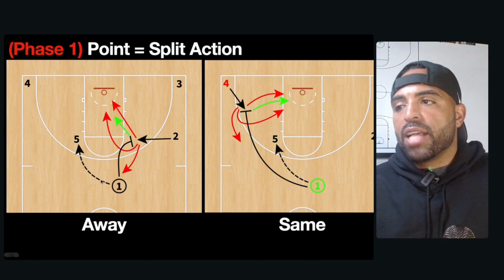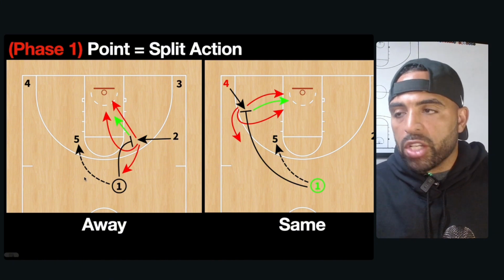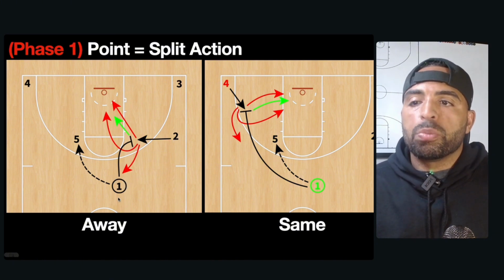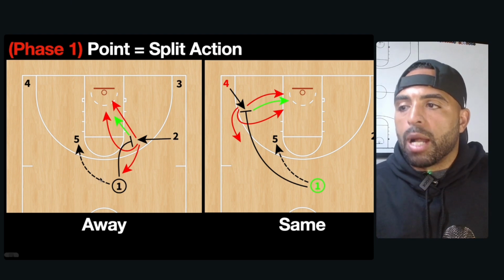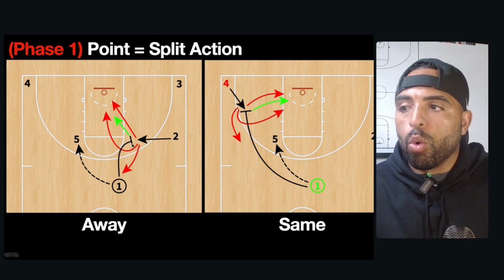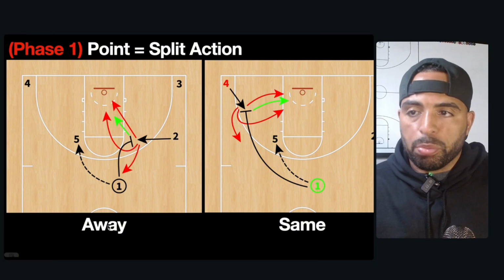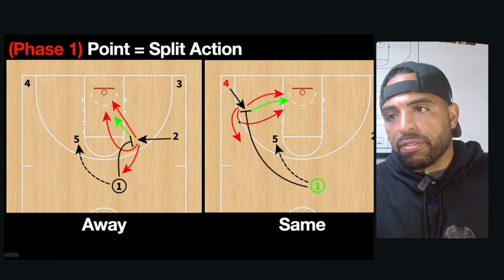Now, once the ball is passed to the 5 in your point formation, this will now trigger split action, and you really only have two options for split. Your first option is to go into a split screen away from the 5 at the opposite pinch post, or on the same side as the 5 in the corner.